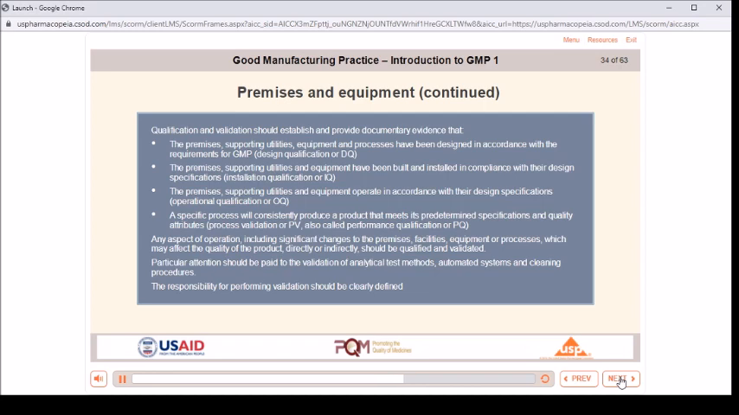Any aspect of operation, including significant changes to the premises, facilities, equipment, or processes which may affect the quality of the product, directly or indirectly, should be qualified and validated. Particular attention should be paid to the validation of analytical test methods, automated systems, and cleaning procedures. The responsibility for performing validation should be clearly defined.